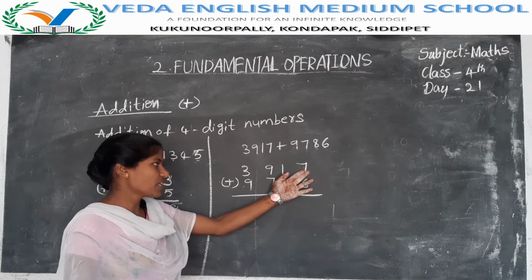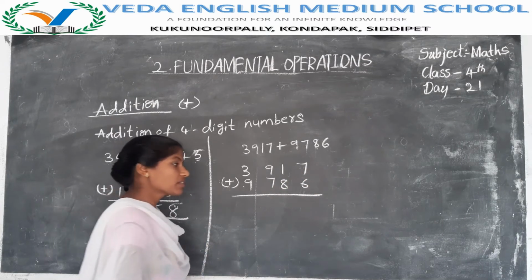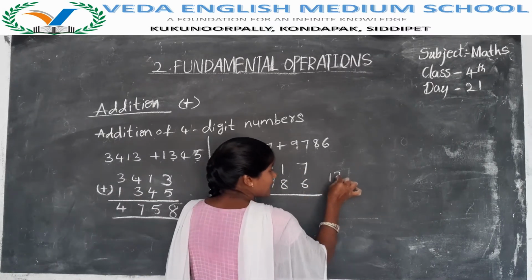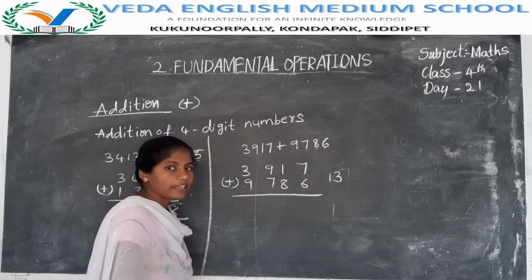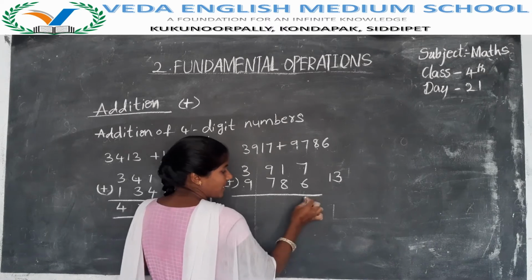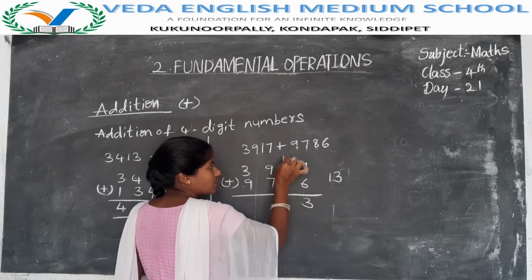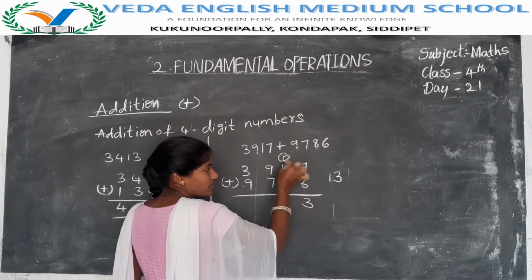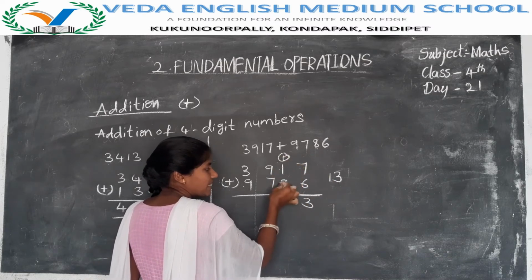In the ones place we have 7 and 6. 7 plus 6 is 13. 13 is a 2 digit number. Just now I said if you get a 2 digit number, then the ones place number you have to write in the answer. The tens place number will be carried to the next number. The next number is 1. 1 is carried to the 1. 1 plus 1 is 2. 2 plus 8 is 10.